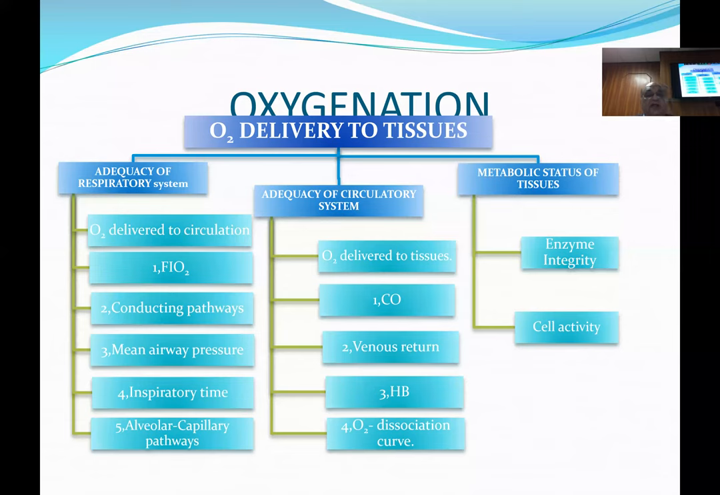Then you look at the adequacy of the circulatory system, which has to deliver the oxygen which has come into it to the tissues. That depends on the cardiac output first, second the venous return, third the hemoglobin level, because the bulk of oxygen is carried by hemoglobin. Then oxygen dissociation depends on three factors: acidity or alkalinity, temperature, and the level of 2,3-DPG, 2,3-diphosphoglycerate.